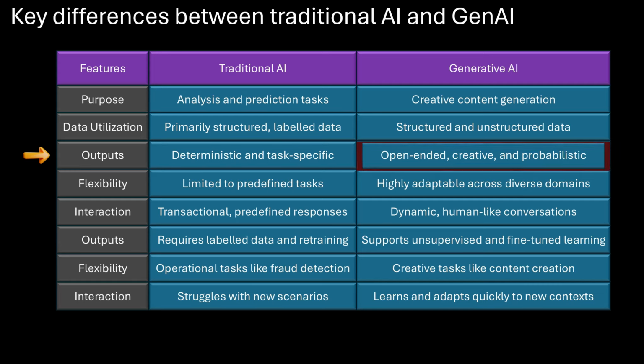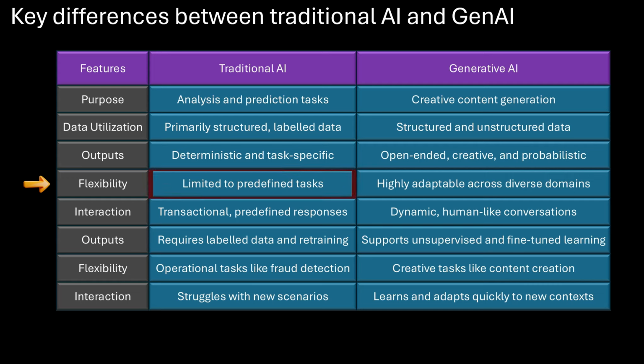outputs. It creates entirely new content based on learned patterns, often mimicking human-like creativity. For example, generative AI can create a unique artwork or compose a new melody.